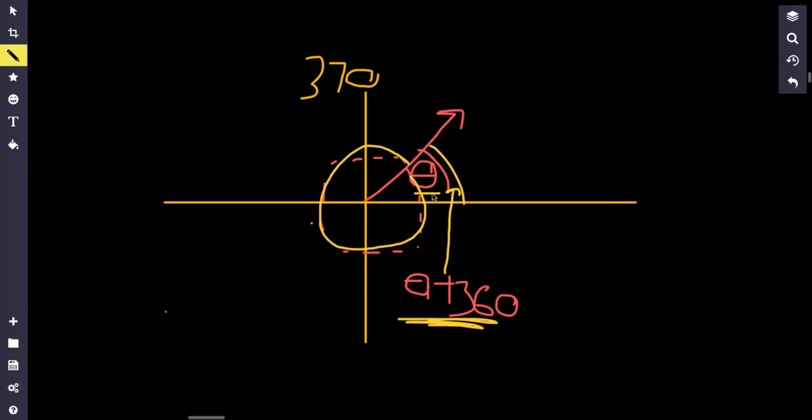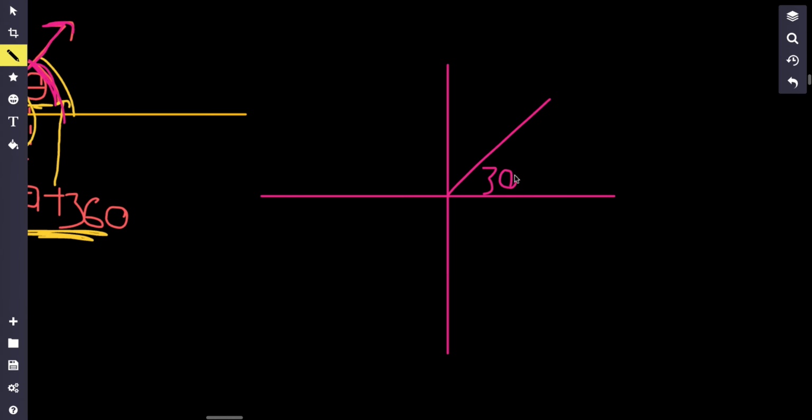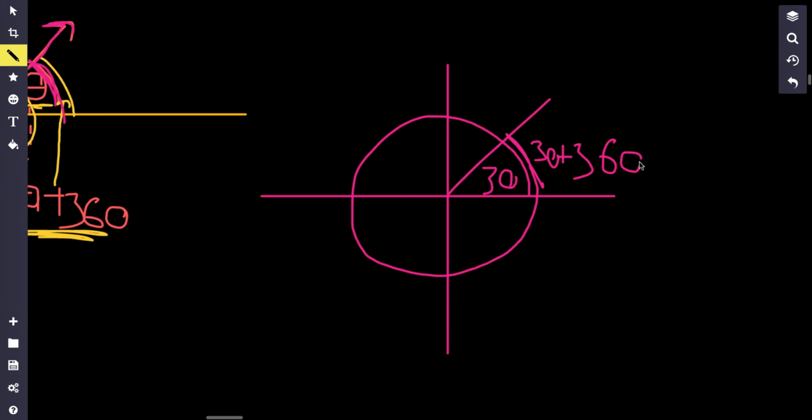Notice how these two angles are literally the exact same angle. They land at the same spot and have the exact same terminal side. If I create a 30-degree angle and go one loop around the unit circle and back to the same place, this big angle would be 30 plus 360, which is 390 degrees. It's plus 360 because a circle has 360 degrees, so you can imagine this as one loop around a circle.